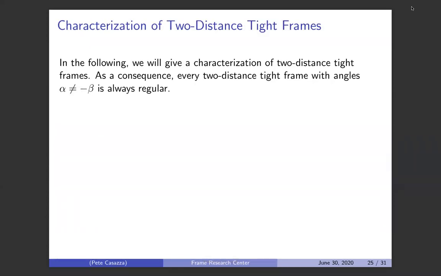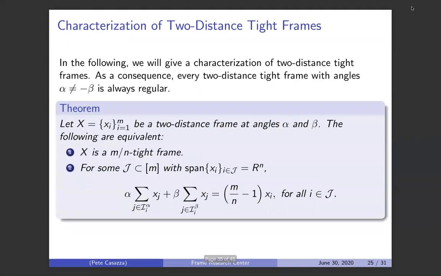In the following, we'll give a characterization of two-distance tight frames. As a consequence, we'll discover that every two-distance tight frame with angles alpha unequal to minus beta always has to be regular. So if we let X be a two-distance frame with angles alpha and beta, the following are equivalent. X is an m/n tight frame for some subset of the integers 1 through m, which span R^n.